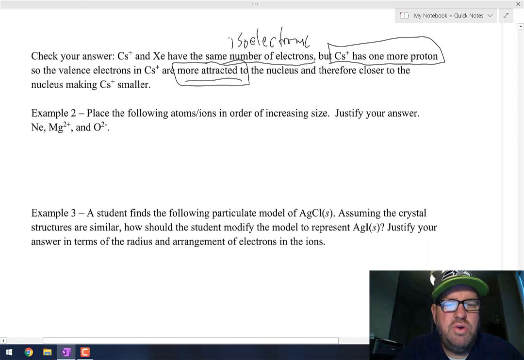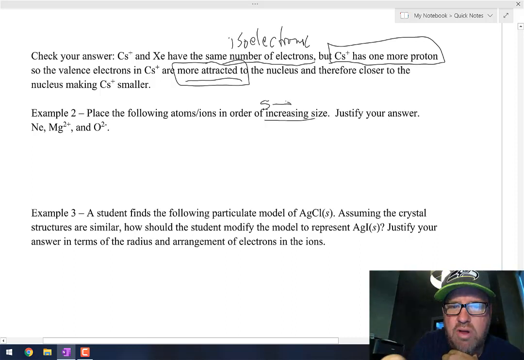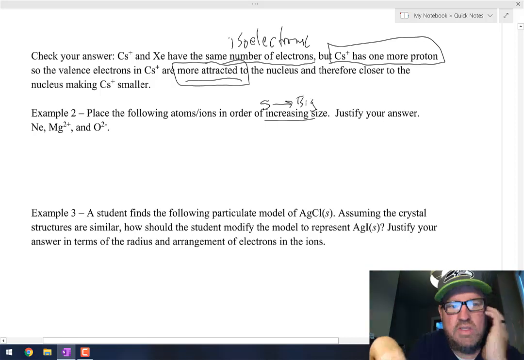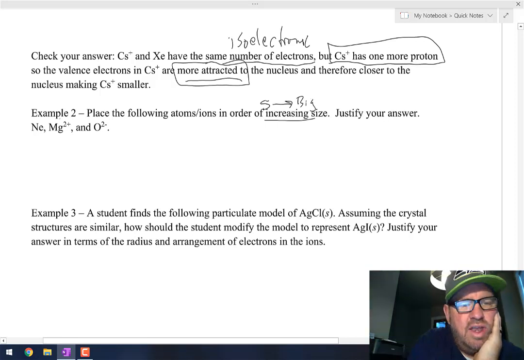Okay. Example 2. Place the following atoms or ions in order of increasing size. Justify your answer. Sometimes when I see that, I think, okay, that means start with small and go to big. So which of those is going to be the smallest? You've got neon, magnesium 2 plus, and oxygen 2 minus. So let's just kind of go through them.